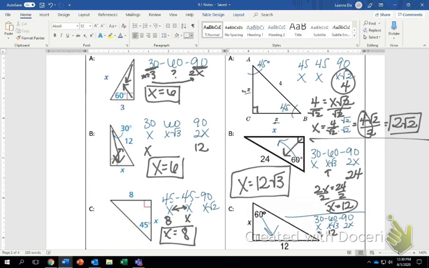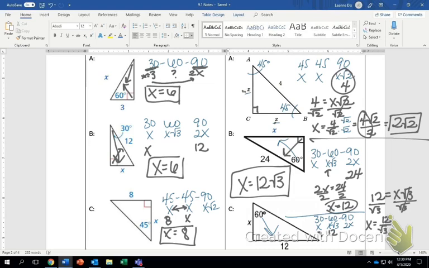All right, so this one is going to require me to set these two equal to each other because I need to find what is x. So I know that the 12, that's what they gave me, is equivalent to the relationship of x times the square root of 3. All right, I am going to have to divide by the square root of 3. This is the same sort of steps that I had in example A at the top with my 45, 45, 90. So I'm going to end up with x is equal to 12 over the square root of 3.